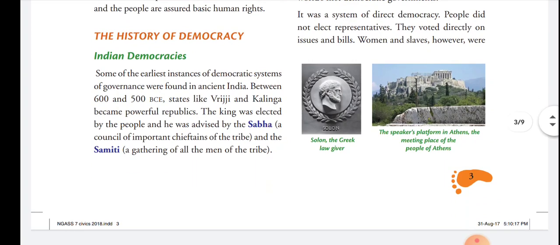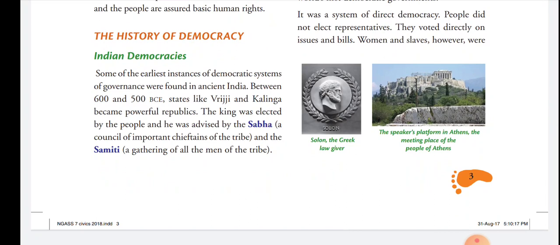Now, the history of democracy is not the same in all countries. Many countries followed democracy. Why did they follow it, and what were the reasons? Different countries had different reasons, like India, Athens, Rome and England.